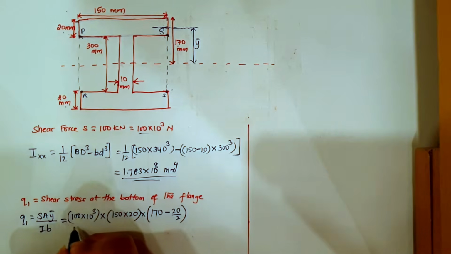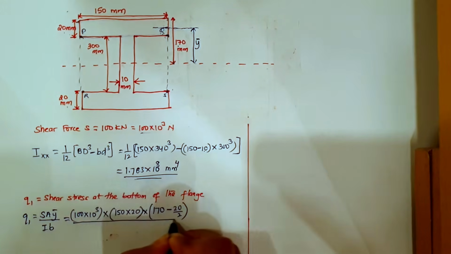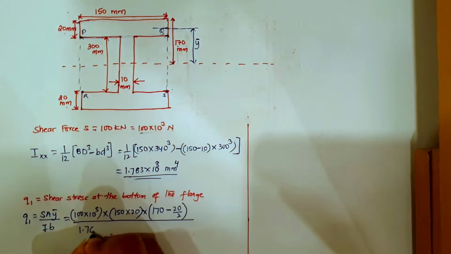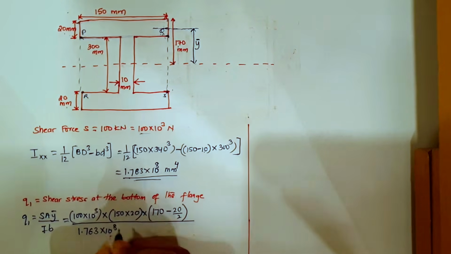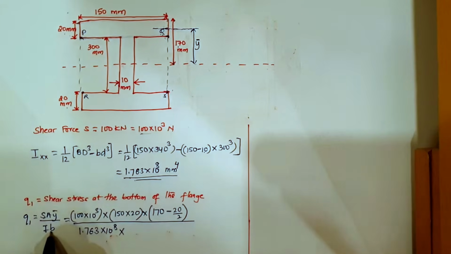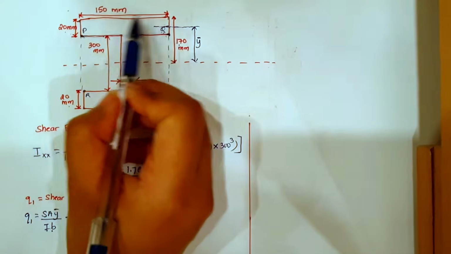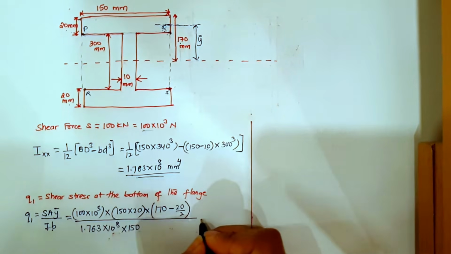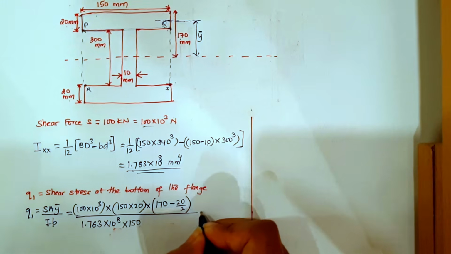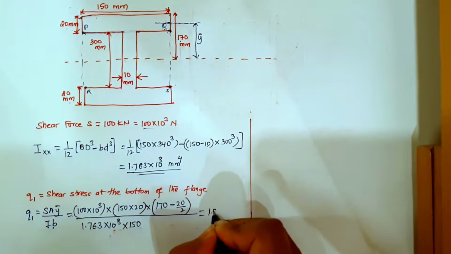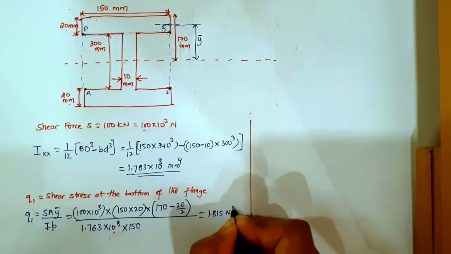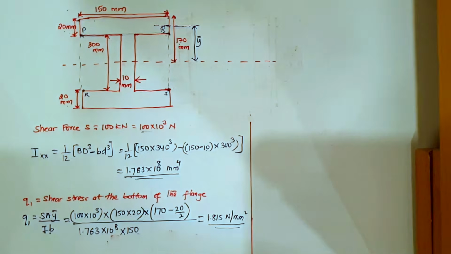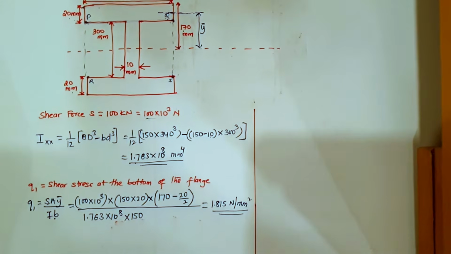Okay, I hope this is clear. Divided by I, the moment of inertia I, we got 1.763 into 10 raised to power 8, into, now what B do we take? B, the width of this flange, is equal to 150 mm, so into 150. So from here you get Q1 equal to 1.815 Newton per mm square. Okay, now let us find Q2.